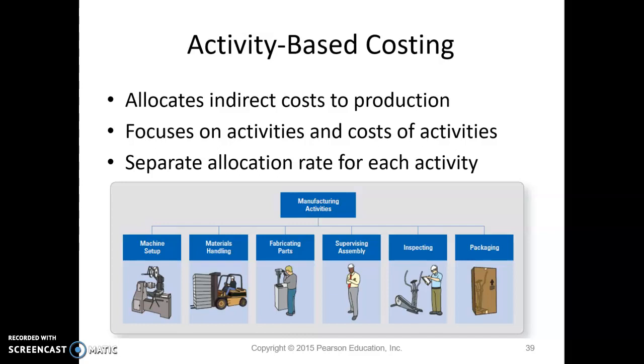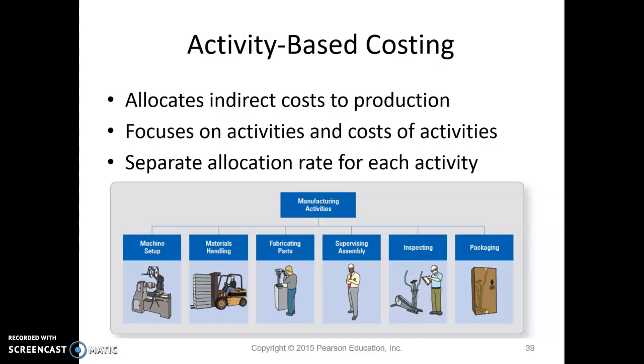And so here's an example where they've broken down the manufacturing activities to machine setup, then materials handling, bringing the materials down to the floor to start working on it, fabricating the parts, the actual manufacturing. Someone needs to be supervising, and then inspecting, and then packaging. So we can look at all of these activities and we can see the costs involved with every activity.